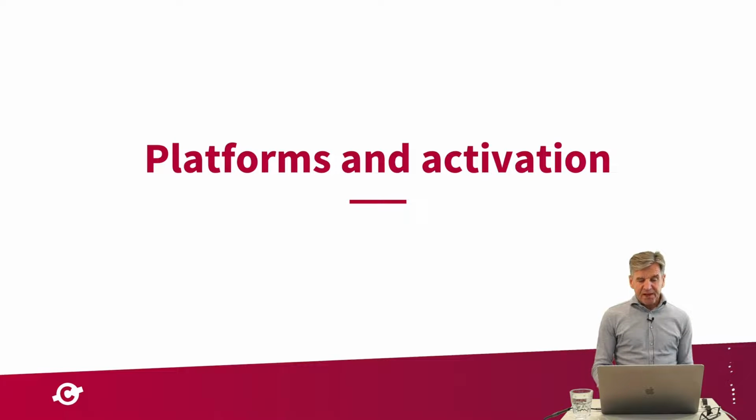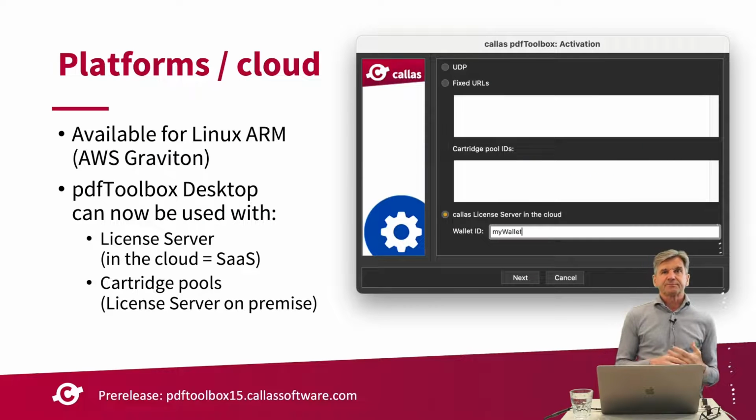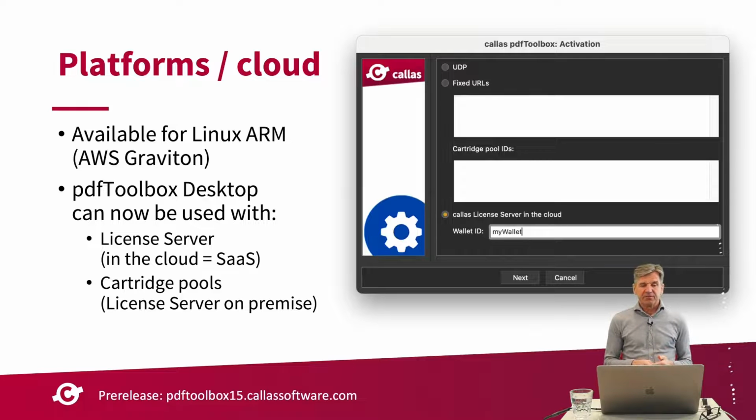And finally, platforms and activation. pdfToolbox 15 supports Linux ARM environments. The only Linux ARM environment that plays a role in reality is AWS Graviton, but there it's used a lot. It's slightly cheaper than other CPUs that you can use on AWS. So if you want to use pdfToolbox in AWS and you are interested in AWS Graviton because it's slightly cheaper, you should go for pdfToolbox 15.